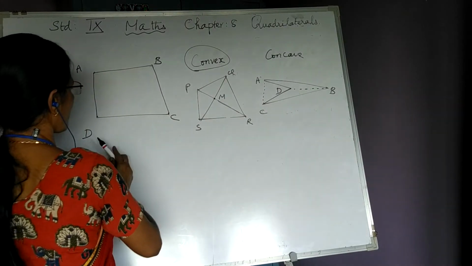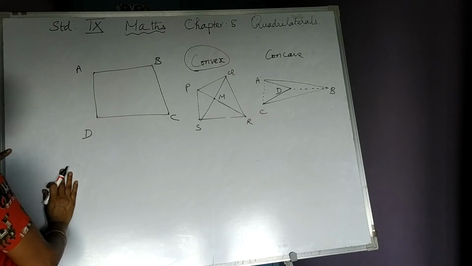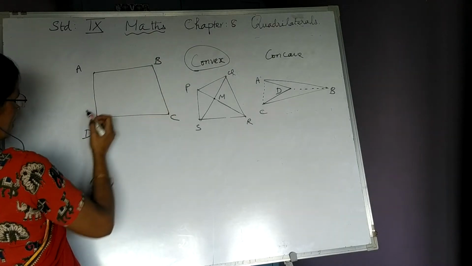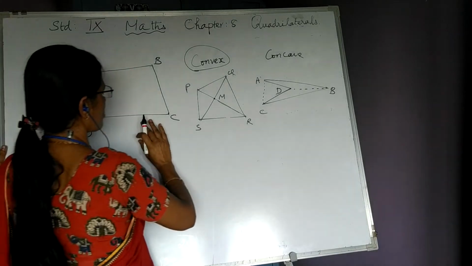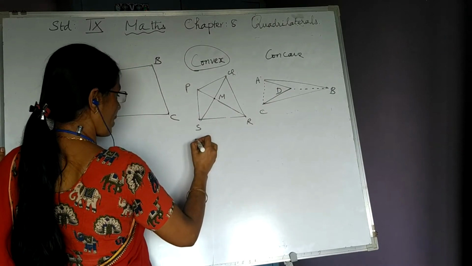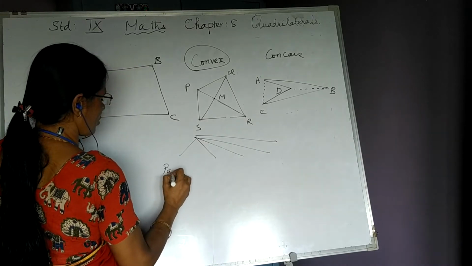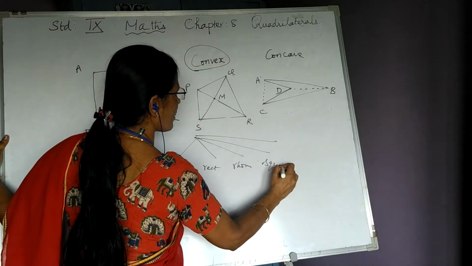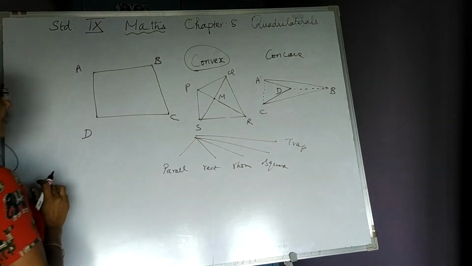So, we understood what is a quadrilateral. The 4 points should belong to the same plane. 3 points should not be collinear out of the 4, and the union of these 4 line segments taken in order is called a quadrilateral. Mainly there are 2 types of quadrilaterals called convex and concave. Now under convex only we are going to see types of convex quadrilateral. We know parallelogram, rectangle, rhombus, square, and trapezium. All this comes under convex quadrilateral.